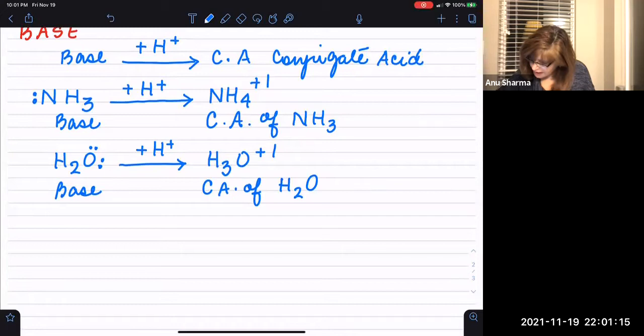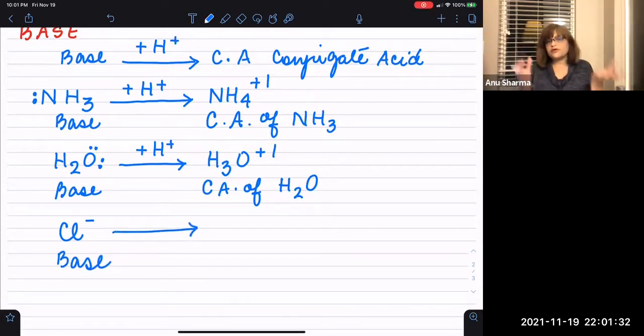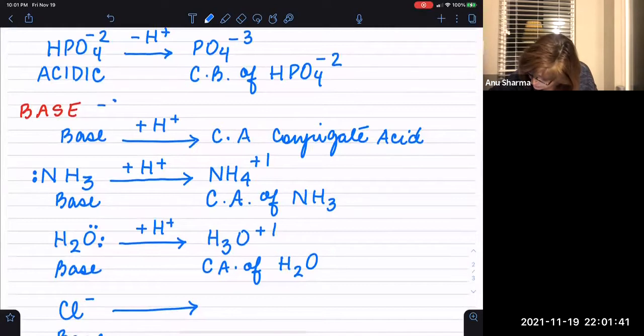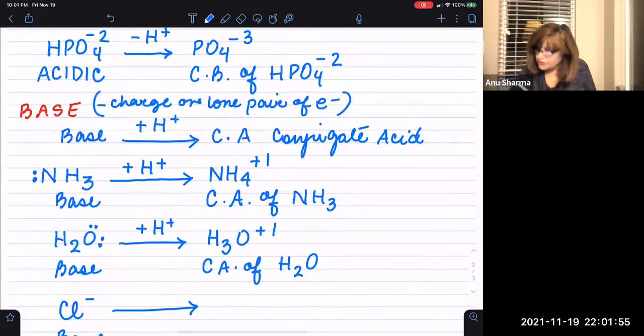So let's look at this one, Cl minus. This is a chloride ion. Remember, all the bases are going to be electron rich in some way, either a negative charge or lone pairs, right? So a base is anything that has a negative charge or lone pairs of electrons. Okay, so that's going to be a base.